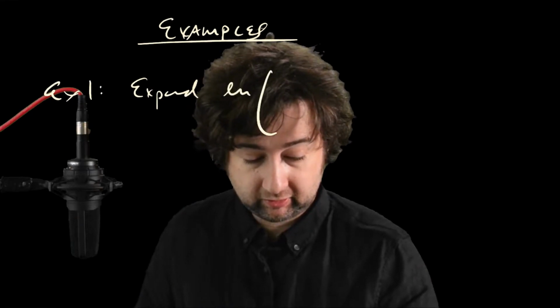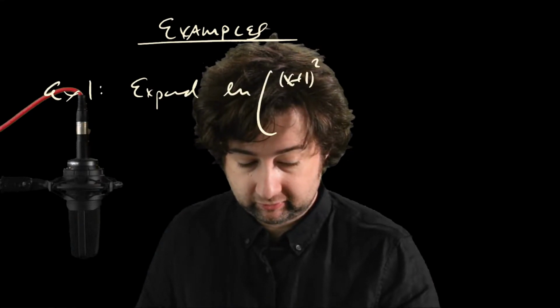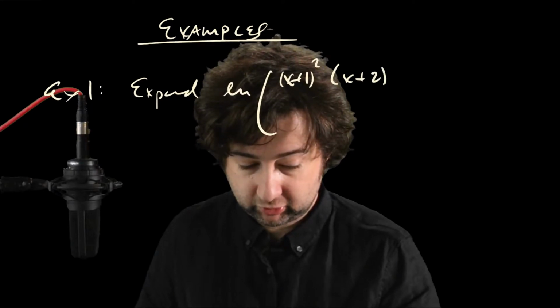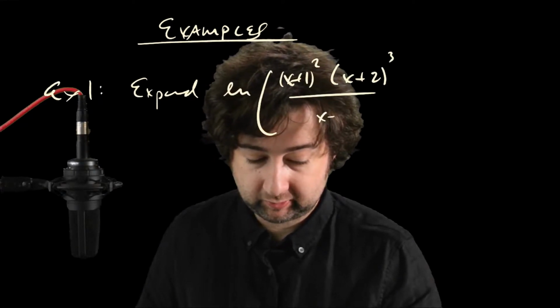All right, so let's do some examples of working with logarithms. In particular, what we're going to work on is expansion and contraction of logarithmic expressions. So example 1, we're going to expand the natural log of (x plus 1) squared times (x plus 2) to the third over (x plus 3).